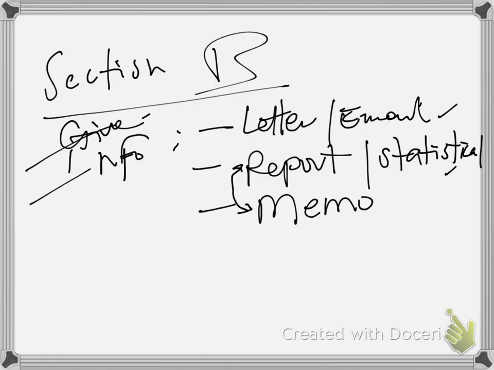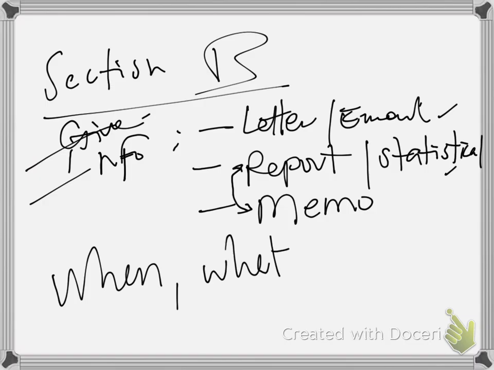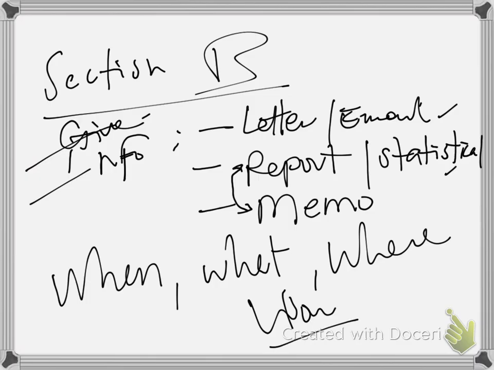So in Section B, the purpose again is for you to give information. When you're giving information, you have to remember these: when, what, where, how. What happened? When did it happen? Where did it happen? How did it happen? Those are the questions you have to answer when you are giving this information.